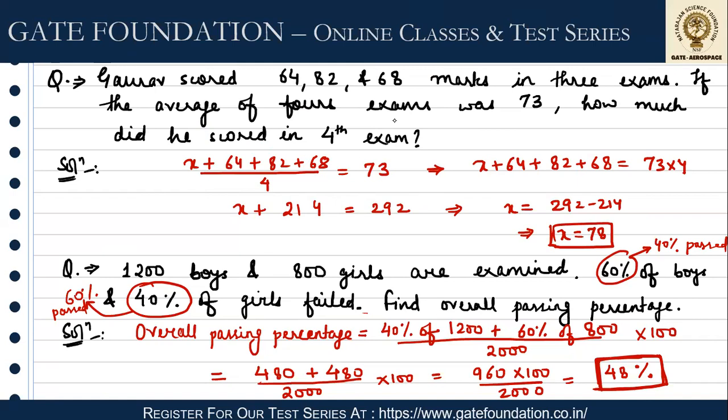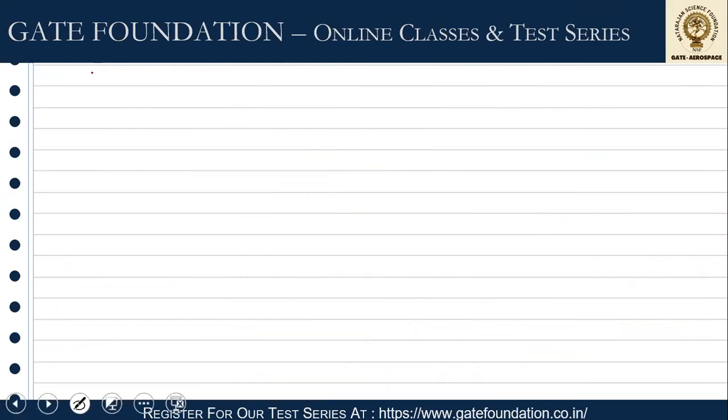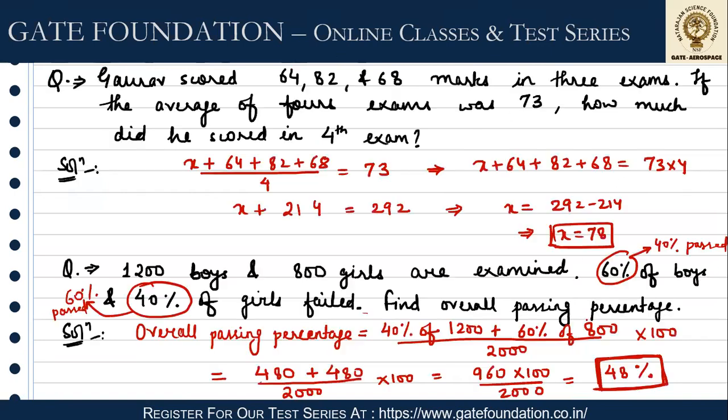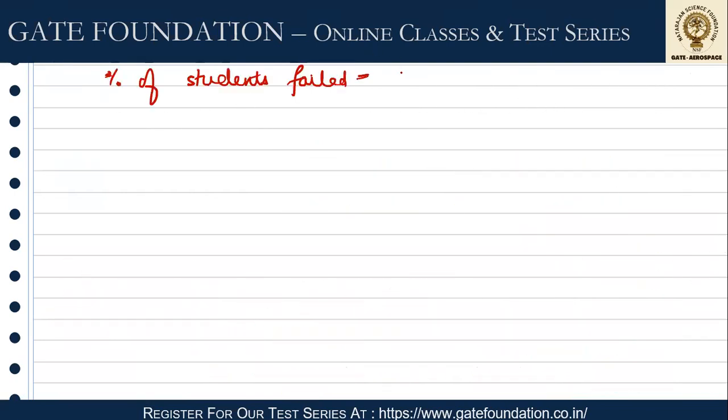Sir, can you do it once by the failing percentage? I'm actually not getting it. Let's see over here. So the percentage of students failed: 60% of boys failed, so 60% of 1200 plus 40% of 800, they failed. Divide by the total number of students, that is 2000.